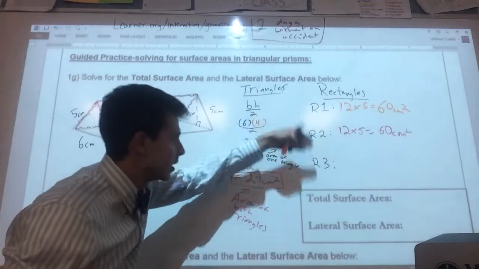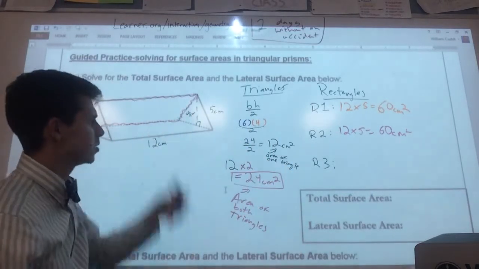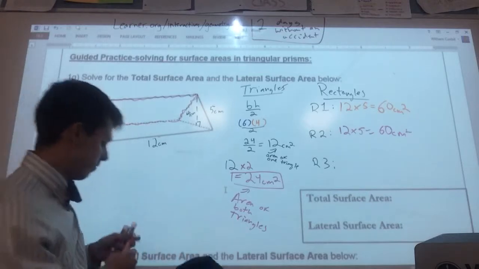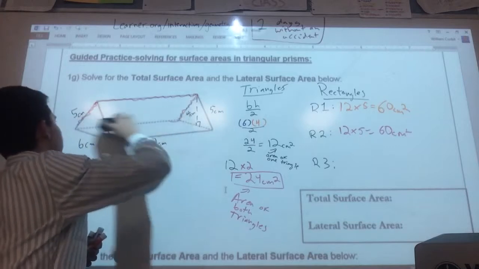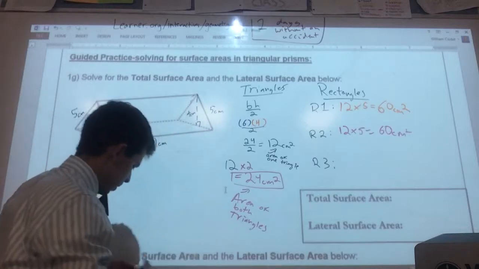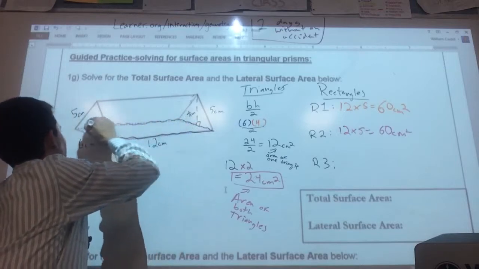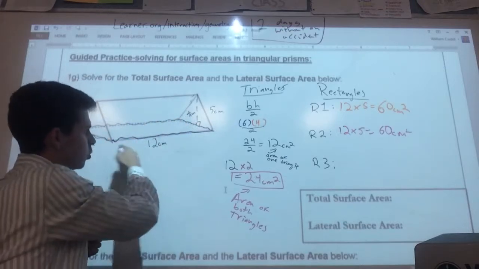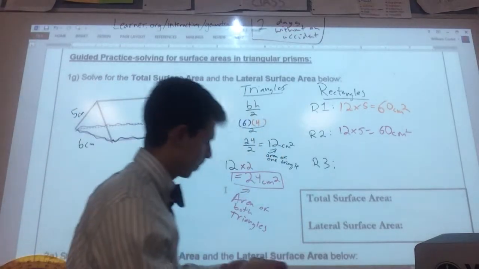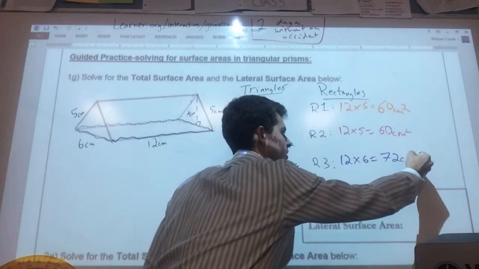I recommend that you actually do it like this, rectangle 1, 2, and 3. This was an isosceles triangle where both of these sides were equal. It's not always going to be like that. It could be a scalene triangle where all the sides are different. Okay, finally, we'll do the rectangle on the bottom, which is this one right here. Okay, so this is 12 by, the width is 6. 12 by 6, and that's equal to 72 centimeters squared.